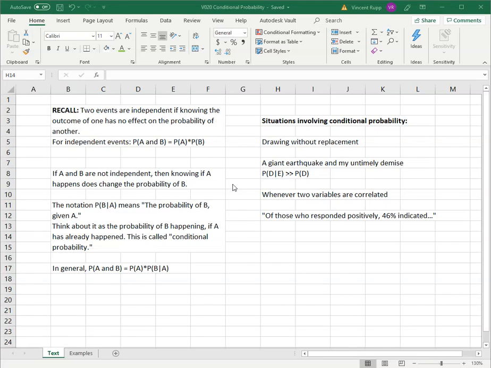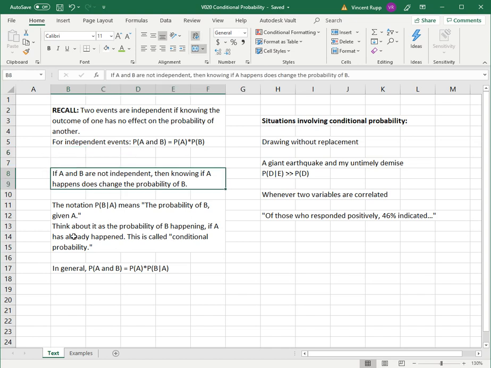Another important thing to talk about is what we call conditional probability. To understand this, let's review what we mean by independence. Two events are independent if knowing the outcome of one has no effect on the probability of another. And this gave us this rule that we've used many times, that for independent events, the probability of A and B, which we've used a lot for sequences, is the probability of A times the probability of B. We just multiply them together.